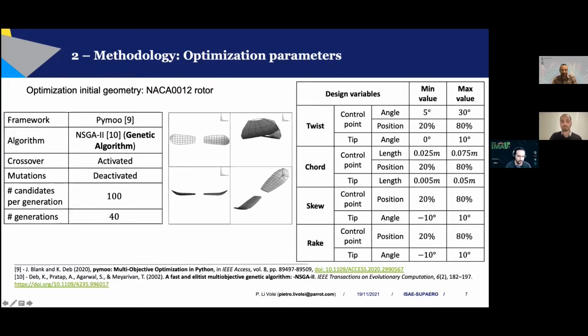On the right-hand side, you can see the design variables that have been chosen, as well as the lower and upper bounds. As you can see, the twist, the chord, the skew and the rake have been modified. And in the center GIF, you can see how the geometry is built.